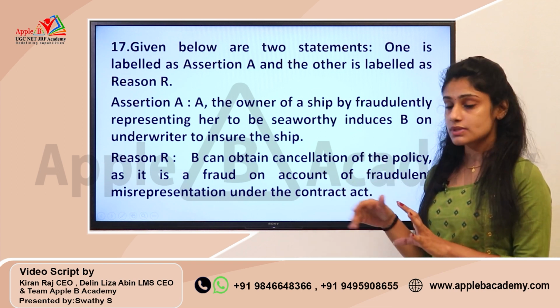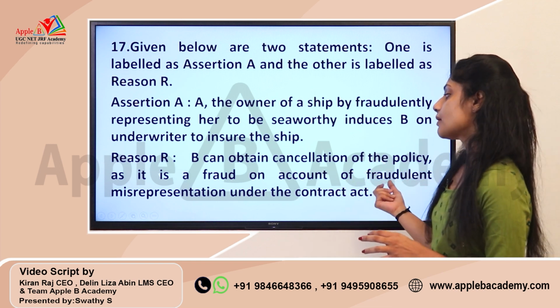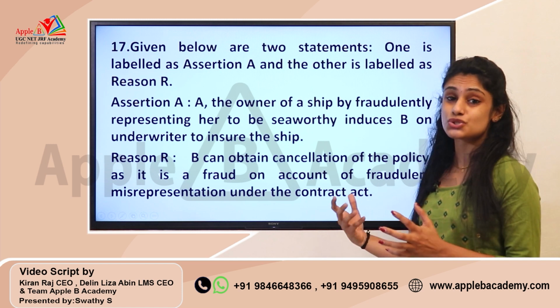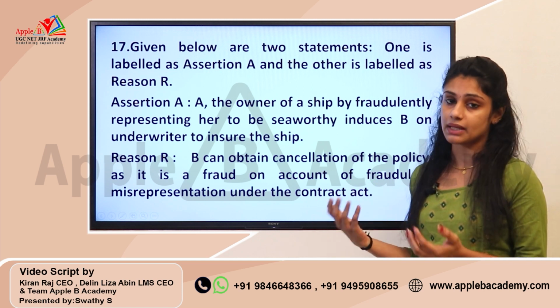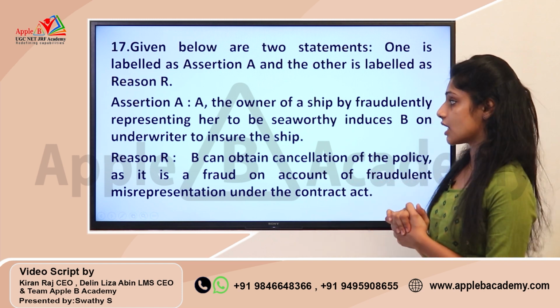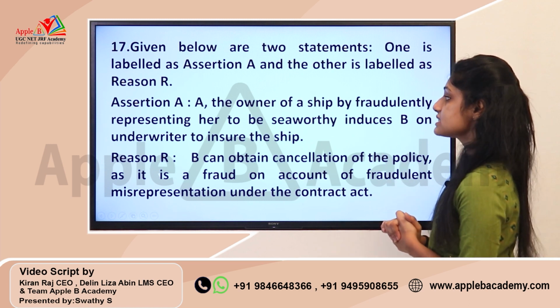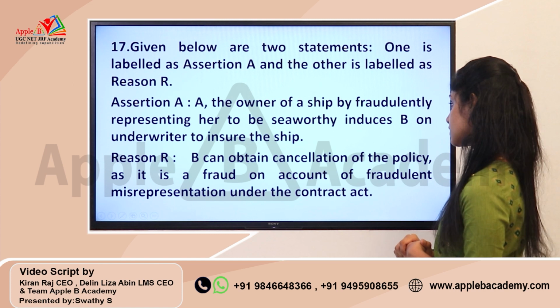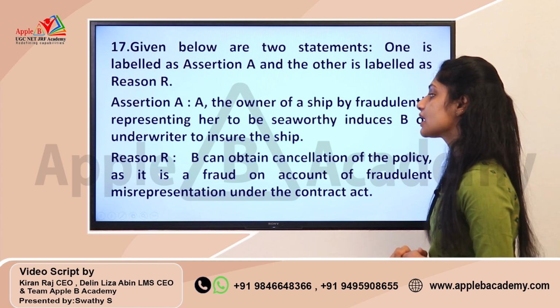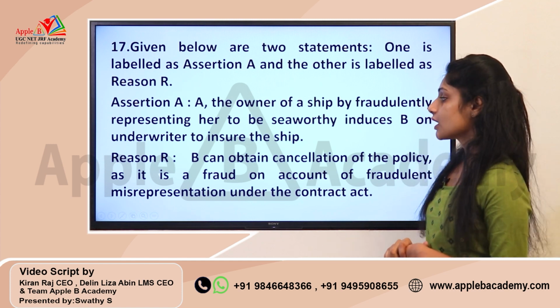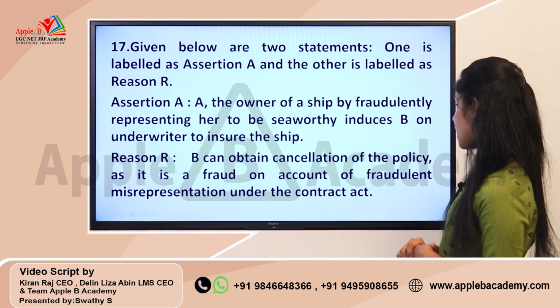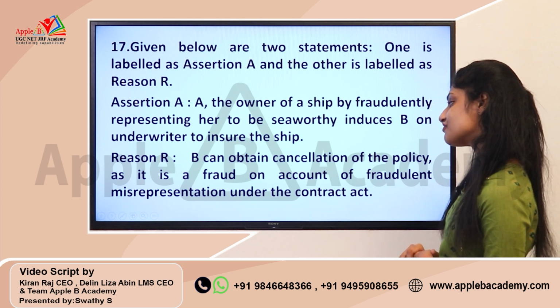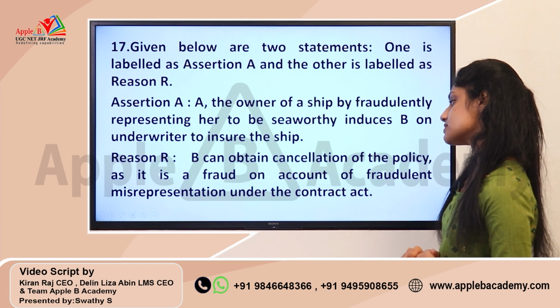So this is an assertion reasoning question, which is from the area of contract. How a contract becomes valid or void will be discussed here. The assertion is: A, the owner of a ship, by fraudulently representing her to be seaworthy, induces B, an underwriter, to insure the ship. The reason: B can obtain cancellation of the policy as it is a fraud on account of fraudulent misrepresentation under the Contract Act.